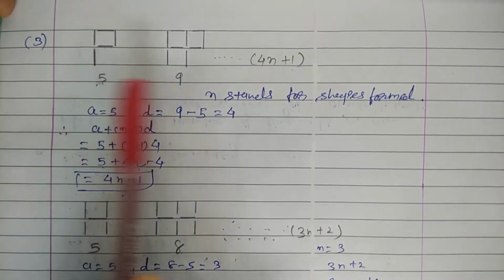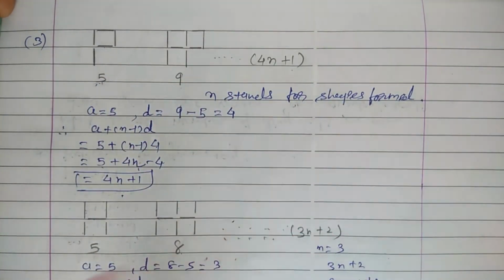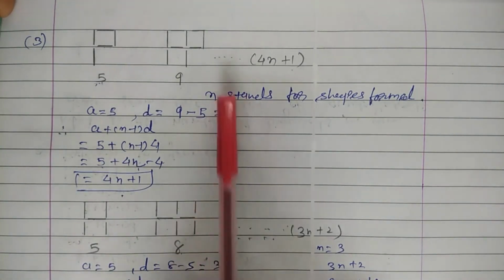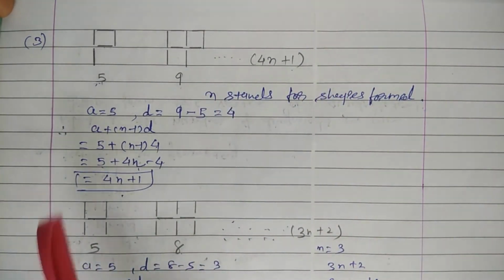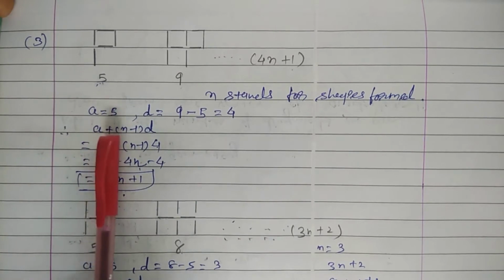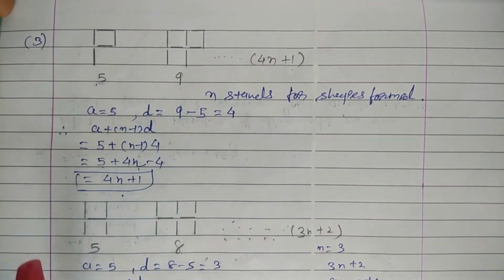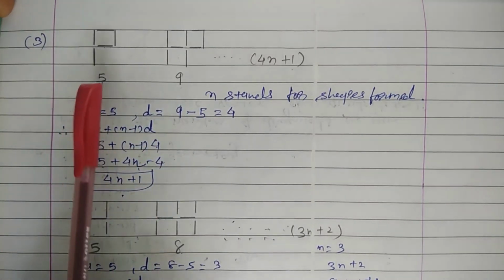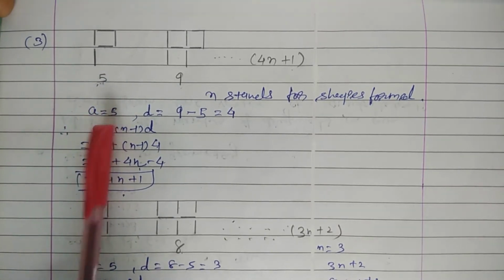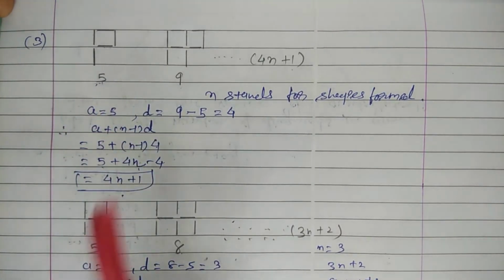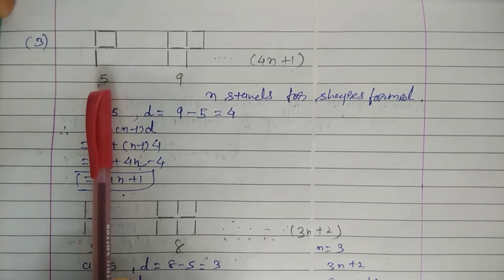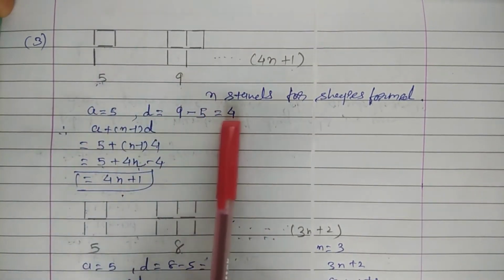5 is the first term, then 9 is the second term, and so on. So if we want to find the nth term, what will be the nth term? We can use this formula: a plus (n minus 1) into d. Here a stands for the first term, that is 5, and d stands for the difference between the second term and the first term, that is 9 minus 5, which is equal to 4.